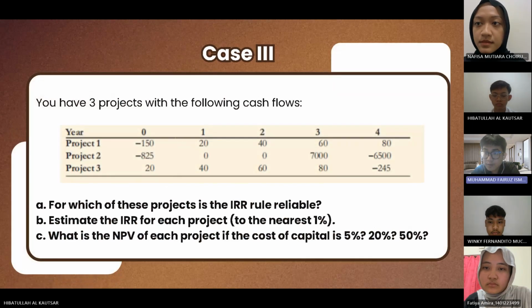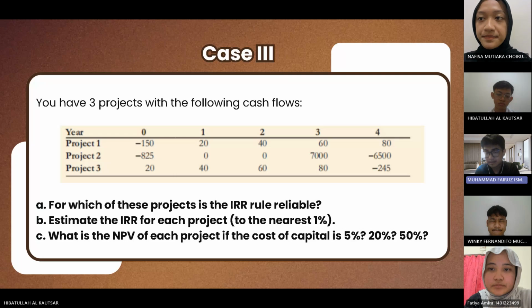So the third case is you have three projects with the following cash flow. This case has three questions. A, for which of these projects is the IRR reliable? Question B, estimate the IRR for each project. And question C is, what is the NPV of each project if the cost of capital is 5%, 20%, and 50%?